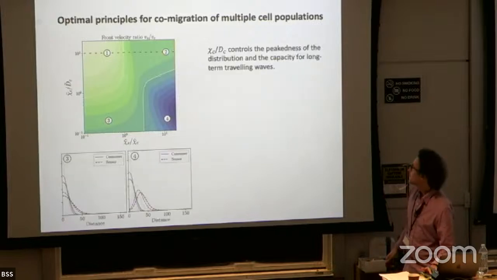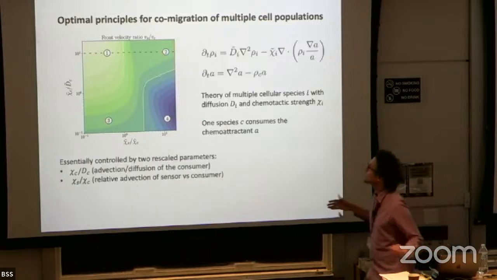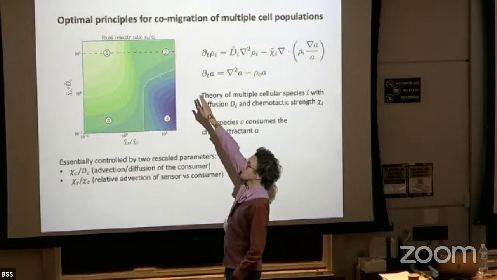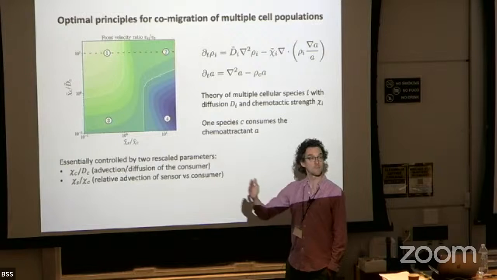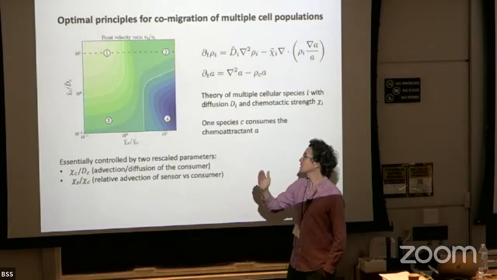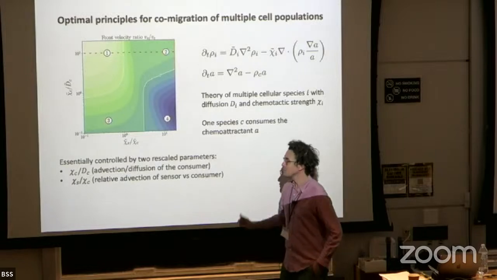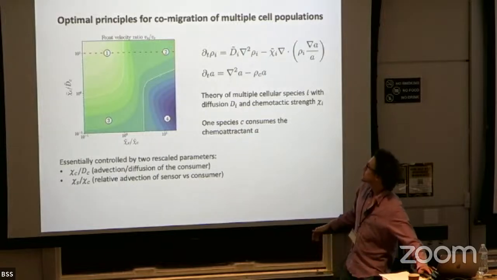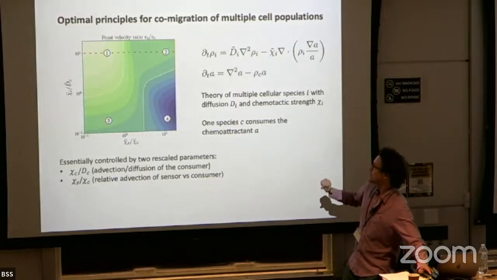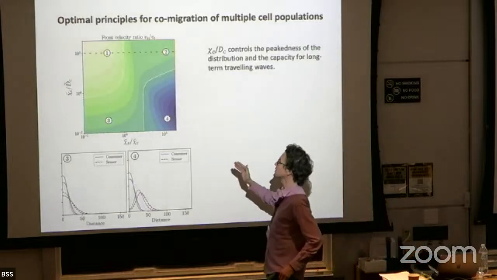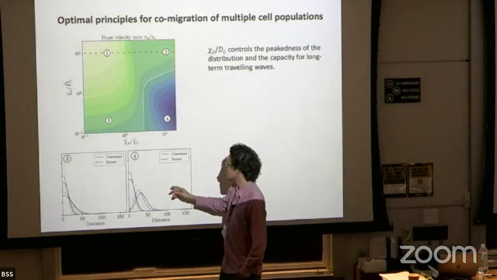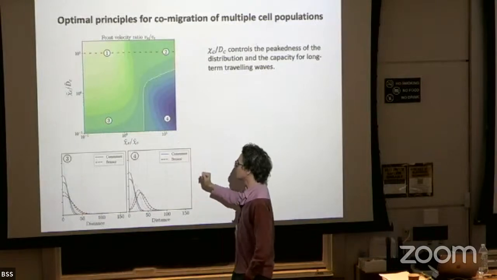And why is that? Actually, you have a very sharp transition. If you look, for instance, at the relative front velocity, you can ask a very simple question: can my sensor keep up with my consumers? And it turns out that there's a very sharp transition. Essentially, if your sensors are a tiny bit less efficient than your consumers, they fall off infinitely fast.